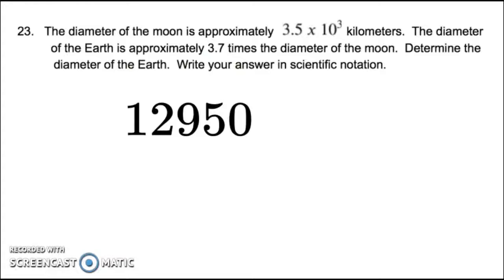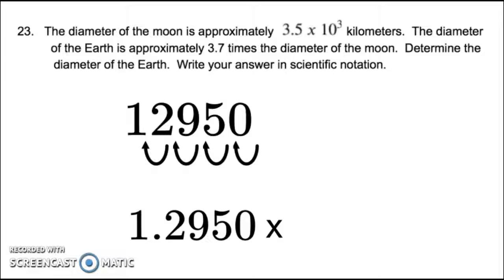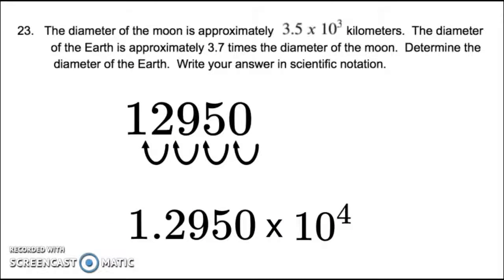So to do that, I have a decimal point in front of here that I got to move 4 places to put it in front of the 1, because remember this number here has to be less than 10. So doing that, I move it over 4 times, and I'll have 1.2950 times. Now when I move to the left, I add to the exponent, so I have 10 to the 4. I went to the left 4, so it's a positive 4. So this will be my answer for number 23, and that is your study guide.